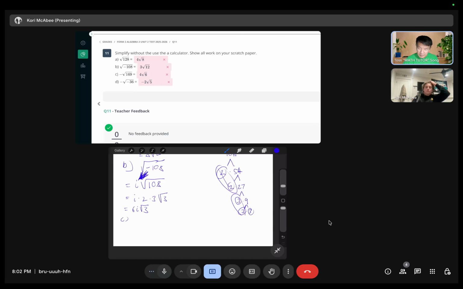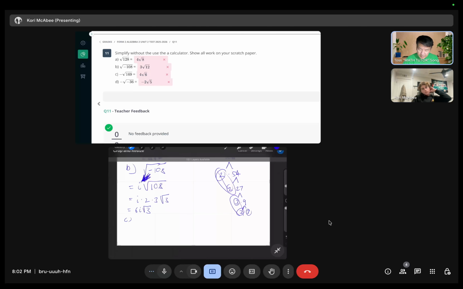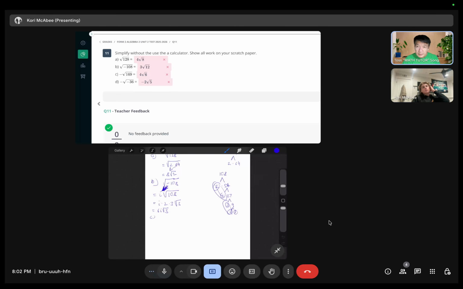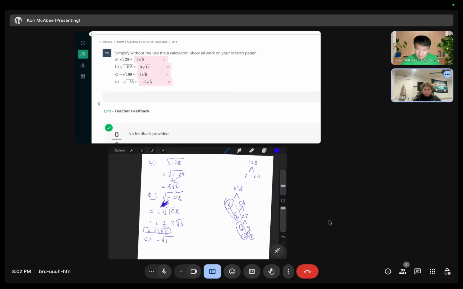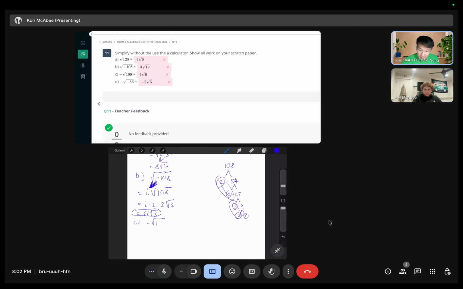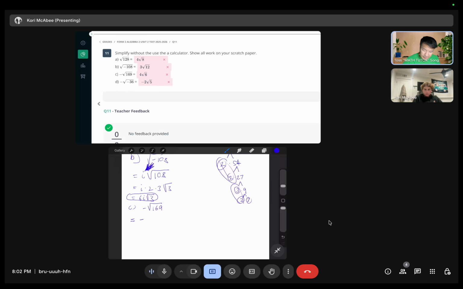Anyway, C. Sorry, trying to get this done fast here. C. Okay, a negative. Now that negative is on the outside, so it's going to stay on the outside. For B, yeah. For C, the negative will stay. It's not going to give you an i. It's just on the outside. So it'll be a negative number. So let's break that down.